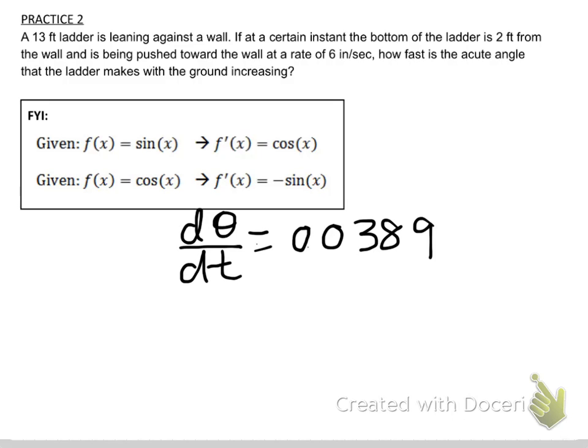We didn't talk so much about units at the beginning of the problem, but I'll talk about them now. If you didn't get this number, one common mistake might be that your calculator or your cell phone might not be in radians. So check that, and that's actually going to be our units for this problem. So 0.0389 radians, I'm going to write RAD to represent radians, per second.